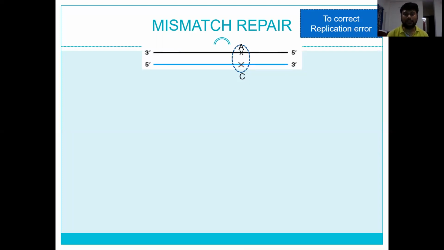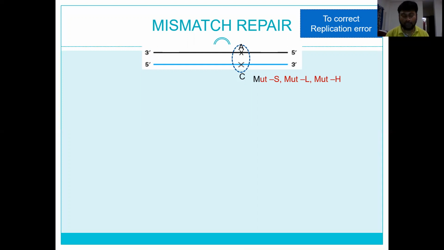To correct and repair this, we have a group of three proteins named MUT-S, MUT-L and MUT-H. Out of these three proteins, MUT-S is the one which identifies the error. After identifying, it helps the entire complex to bind to the DNA at the point of error. So MUT-S along with MUT-L and MUT-H will identify the mismatch error and bind at the site of the error. After binding, it should find out which is the wrong base, whether adenine is wrongly matched with cytosine or cytosine is wrongly matched with adenine. Both possibilities can happen.